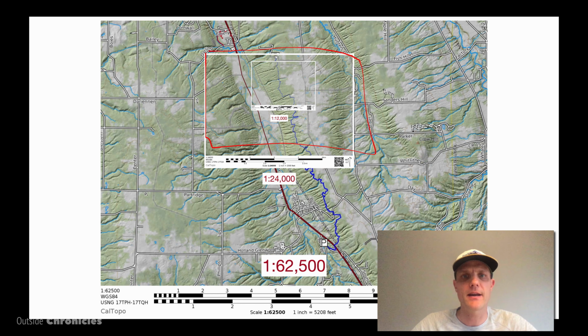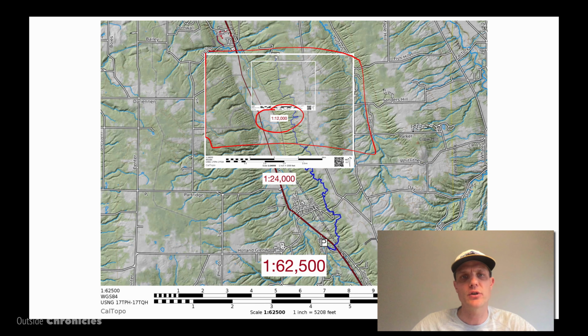And finally, we have our largest scale map, 1 to 12,000. 1 to 12,000 is a larger number than 1 to 24,000, which is a larger number than 1 to 62,500. This map is going to show the least amount of territory, but the most amount of detail.